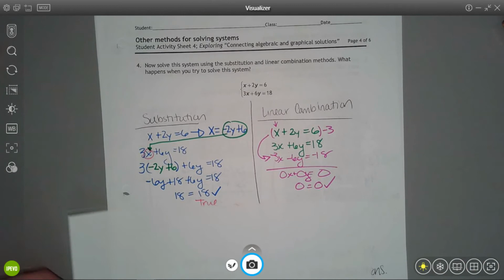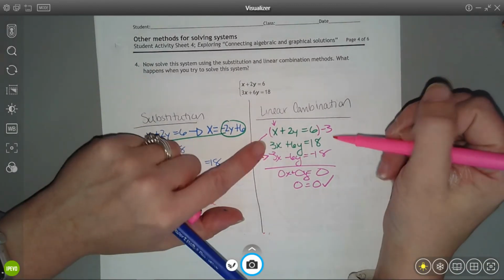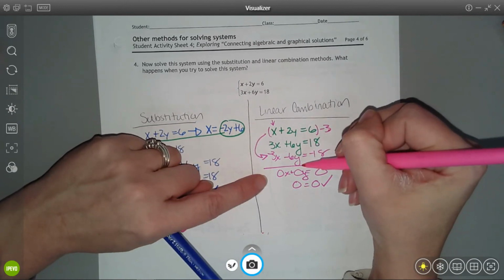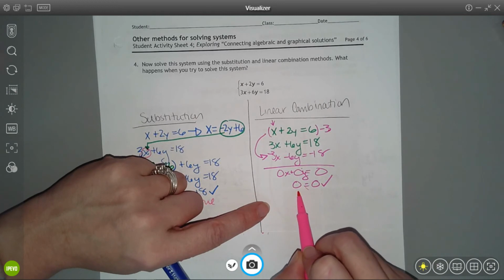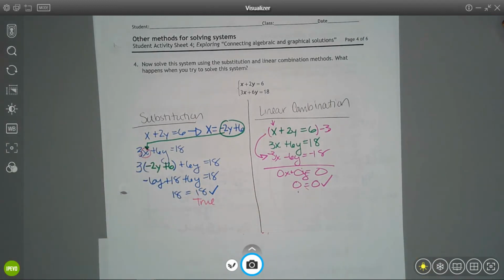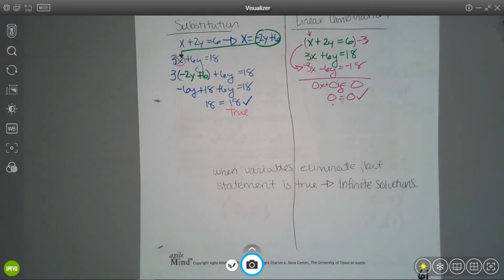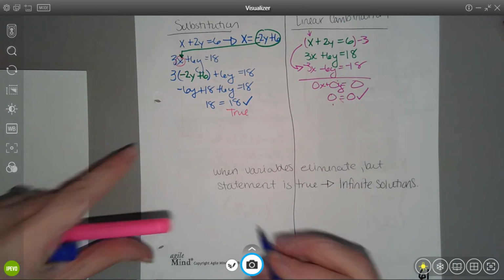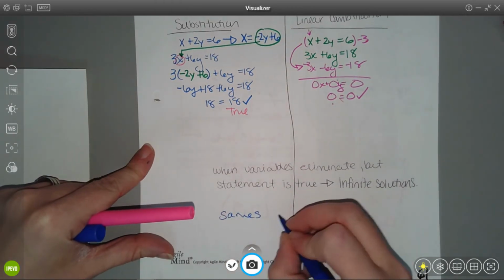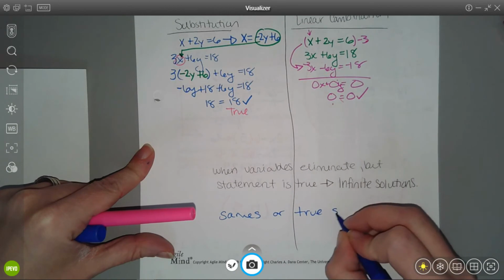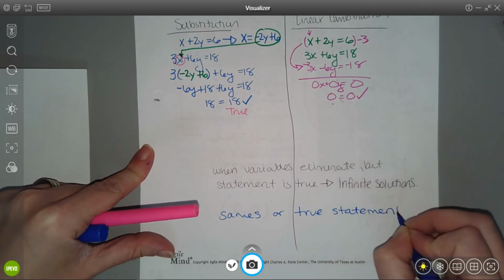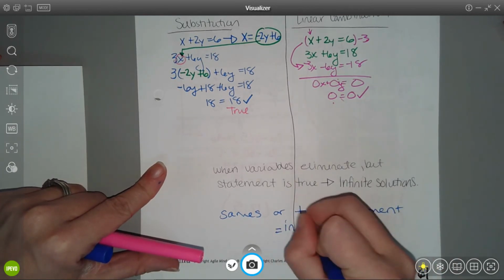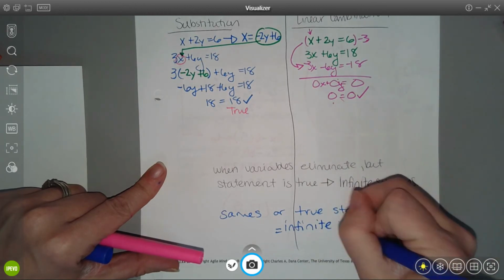When I use it down here, with elimination using linear combination, I have to manipulate that top line. And again, my variables disappear. Everything disappeared. 0 equals 0. Again, guys, that's true. So when the variables eliminate and we get a true statement, that means infinite solutions. So same lines, or a true statement. Same lines on a graph, or what we call a true statement, means infinitely many solutions.